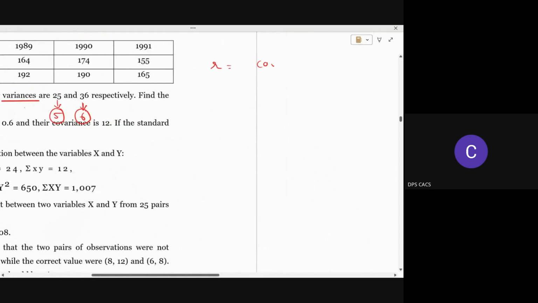Correct. Covariance of XY by SD of X into SD of Y. Covariance is 20, given in the question. Variance was given, so we calculated SD 5 and 6. 20 by 30, which is 0.67. Very frequent in the exam, still very easy. Covariance by SD of X into SD of Y. Any problem?